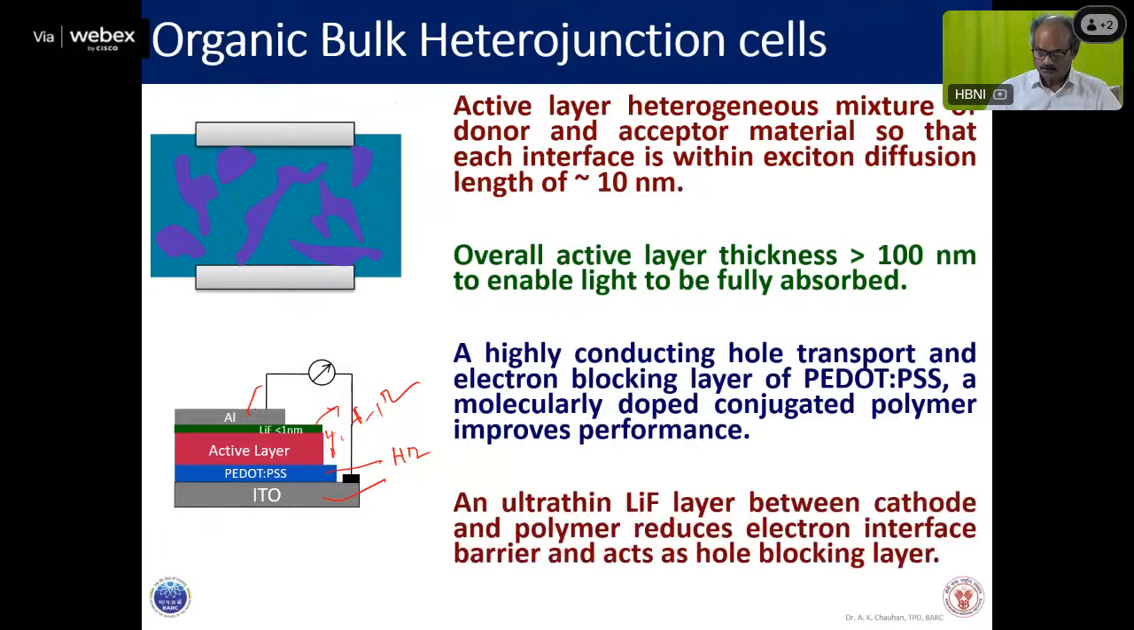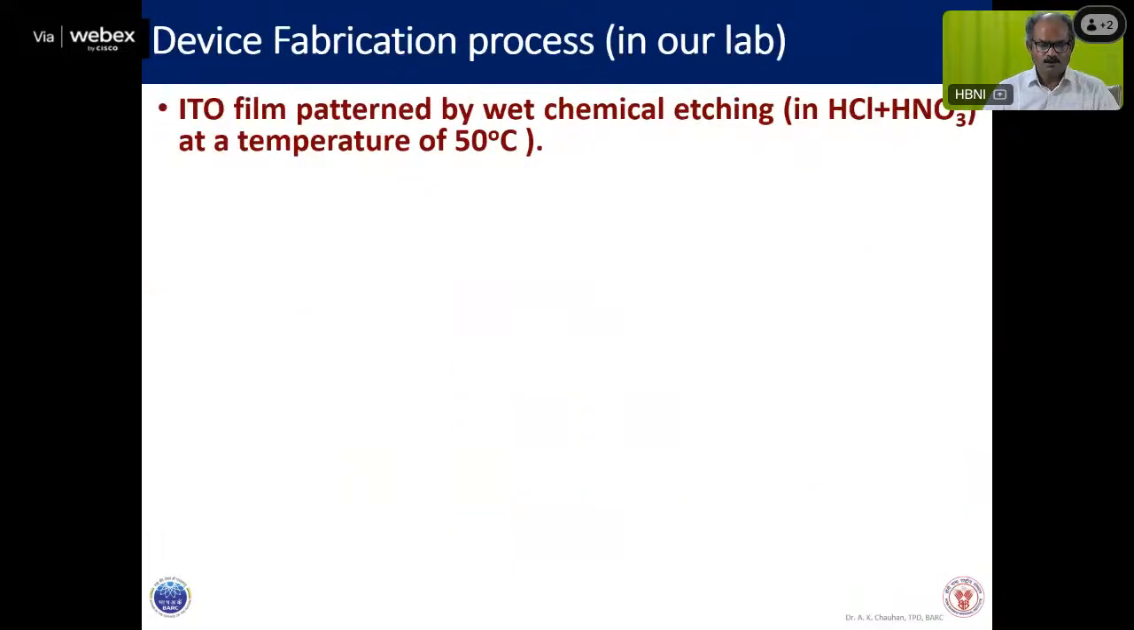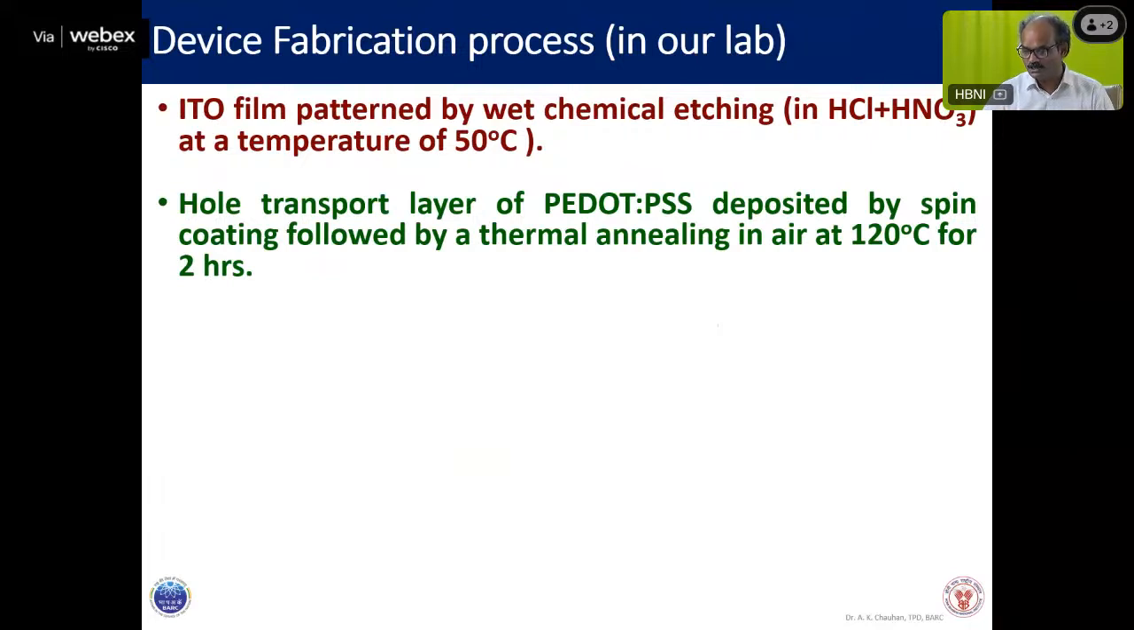Oh, let me quickly go. So this is the full process of ITO film patterning by wet chemical etching. I have given it in full detail, so that if some of you want to make the solar cell in your lab, you can follow this process, and 90 times out of 100 attempts you will be successful.